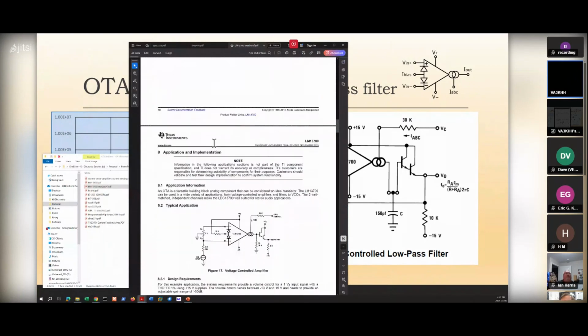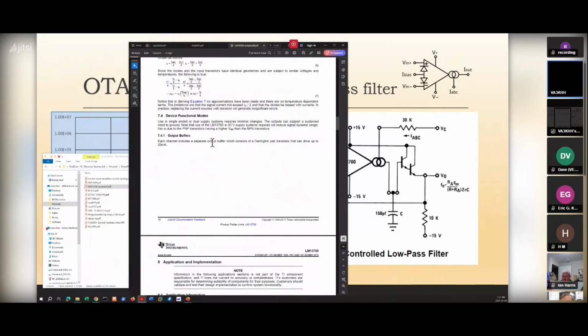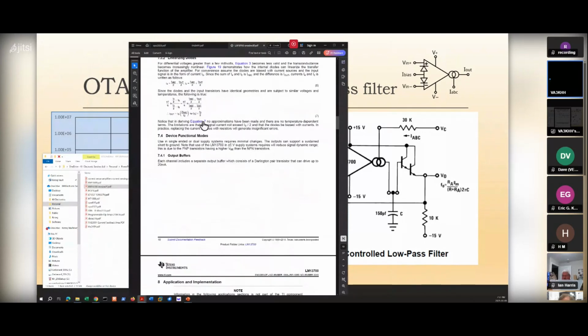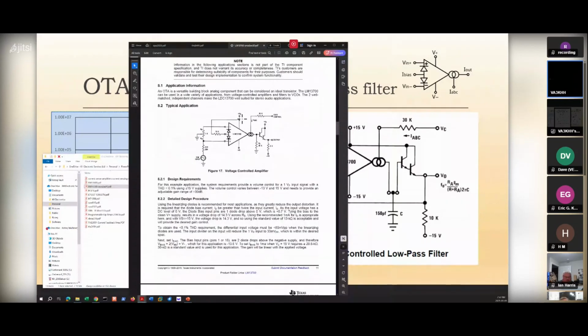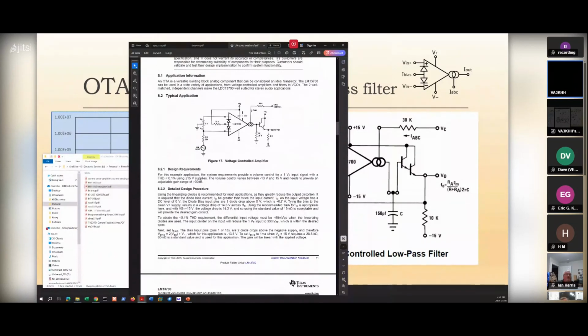Okay, there we go. There's an explanation there about what the linearizing diodes do and all that kind of stuff. You can use them as low as plus or minus 5 volts. I was running with plus or minus 12 because that's what I had, and you can run them up to plus or minus 15.